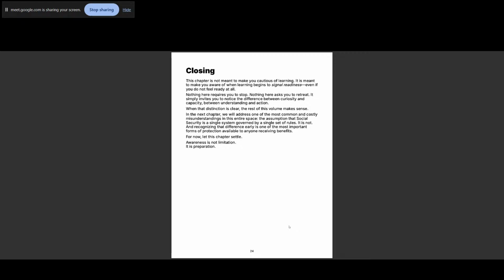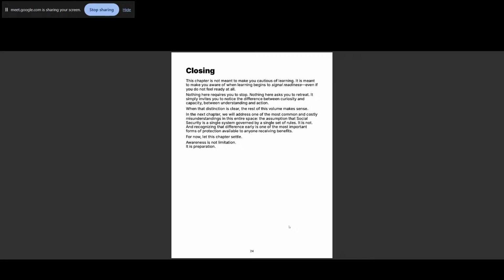Closing. This chapter is not meant to make you feel cautious of learning. It is meant to make you aware of when learning begins to signal readiness, even if you do not feel ready at all. Nothing here requires you to stop. Nothing here asks you to retreat. It simply invites you to notice the difference between curiosity and capacity, between understanding and action. When that distinction is clear, the rest of this volume makes sense.